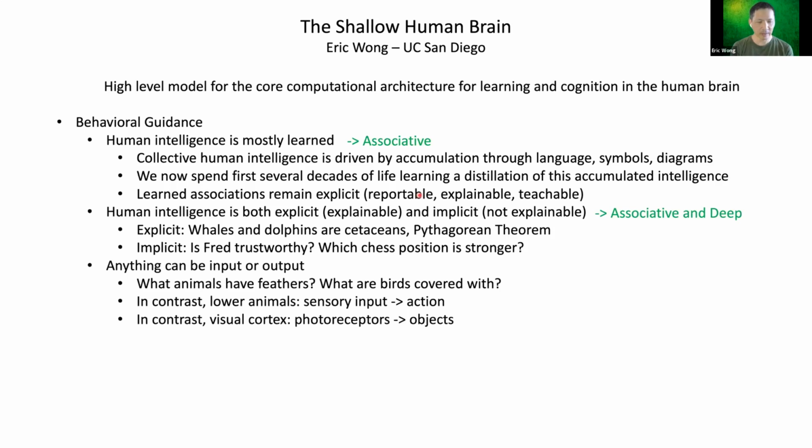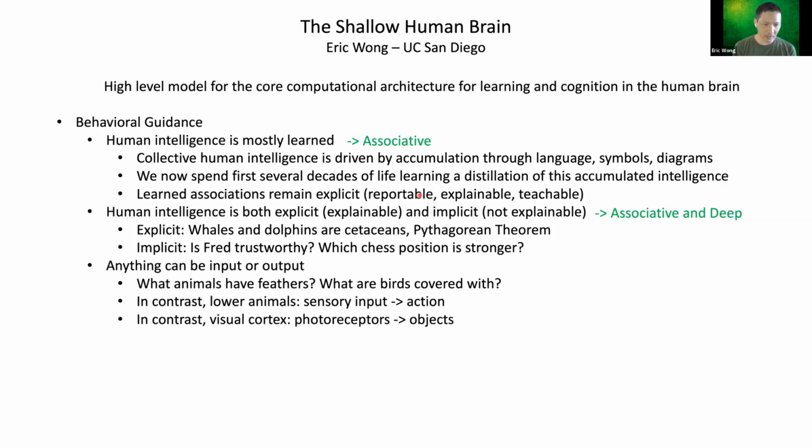We also note that anything can be input or output to the network for our brains. So the example, like what animals have feathers and what are birds covered with, suggest two ways of asking about the relationship between birds and feathers that are opposite in direction. So they reverse input and output. But more generally, virtually anything you could think of can be either the input or the output of a particular question, either the question or the answer.